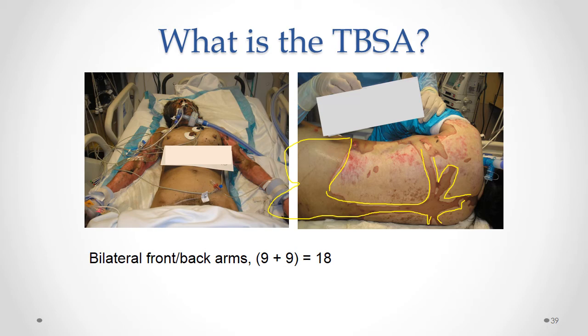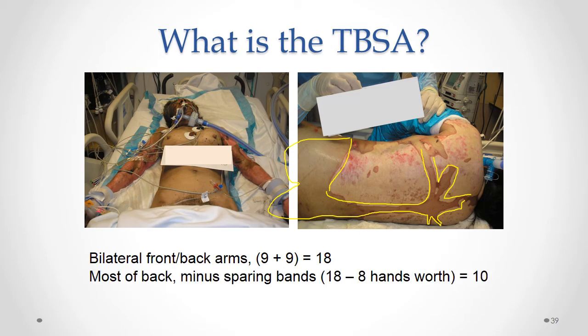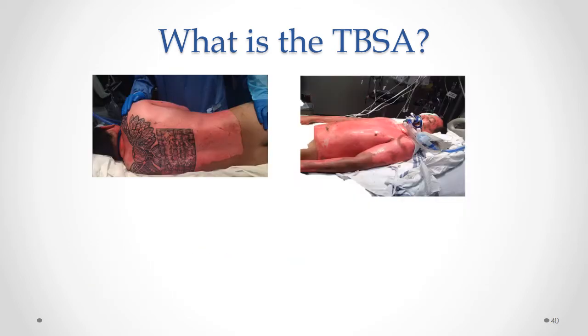We're going to have to then make a guesstimate. So again, this is where the 1% hand rule might come in handy. We would use that patient's hand and probably estimate about 8 hands worth for a total of 10% burn surface. So the TBSA there is 28%. It is deep partial to full thickness.